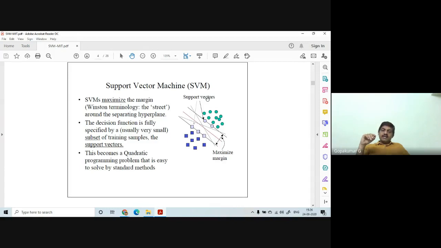Even if you later add new green points, yellow points, and blue points, keeping in mind that all these points lie below these points or above these points, you will get the same hyperplane, because the hyperplane is determined by the support vectors, not by the other training samples.